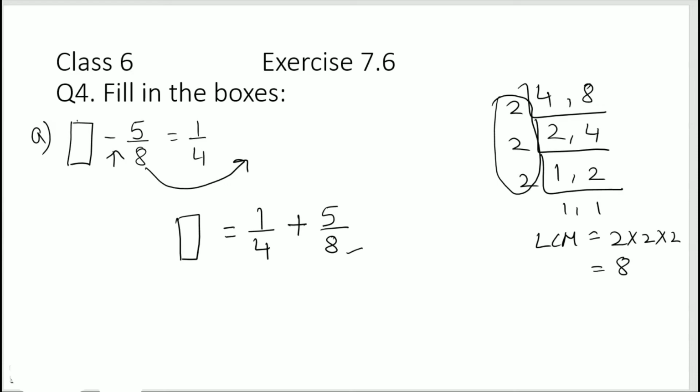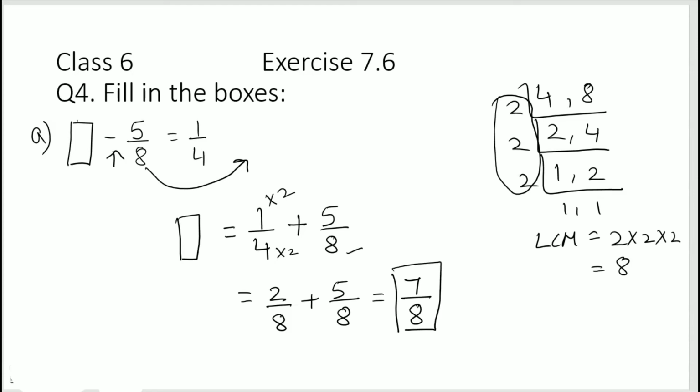as a denominator. The first fraction we can convert by multiplying by 2. I multiply 2 and 2. So this would become 2 over 8 plus 5 over 8. Now it has become like fractions, so I can add the numerators. 2 plus 5 is 7. 7 over 8 is the required answer.